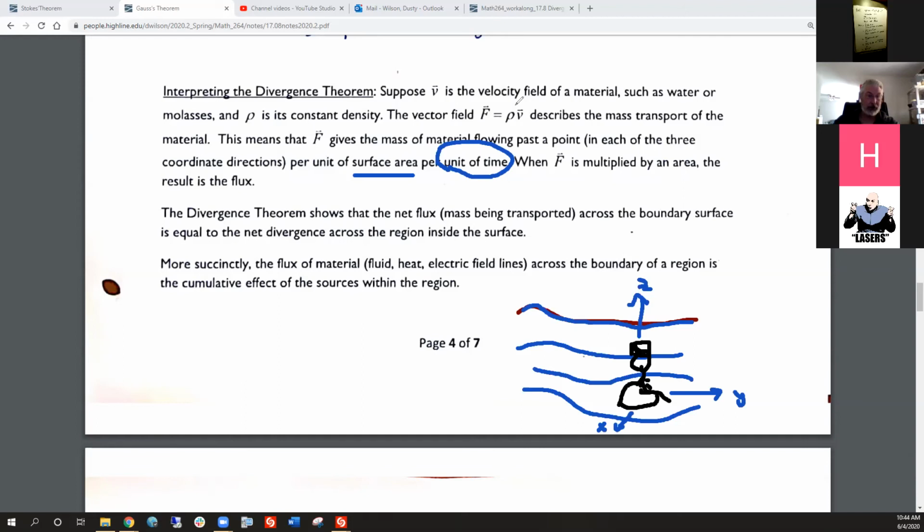So when F is multiplied by an area, the result is flux. So F somehow times area. This is a little bit bad math because you have a vector field and a scalar quantity. That's why we end up with the dot n here. It will give us the flux, at least in that direction.